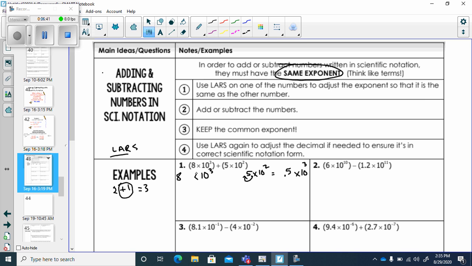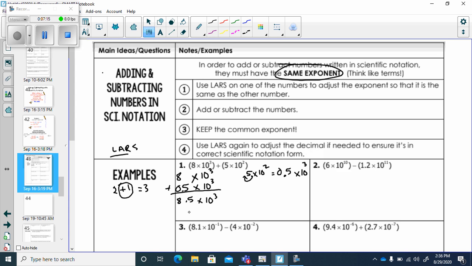Eight times 10 to the third plus, because we're adding these two, 0.5 times 10 to the third. Where'd the 0 come in? You know you can put a 0 in front of the decimal as a placeholder. Now let's add what we've got. 8 plus 0.5 is 8.5. And remember, we add or subtract the numbers and keep the common exponent times 10 to the third.